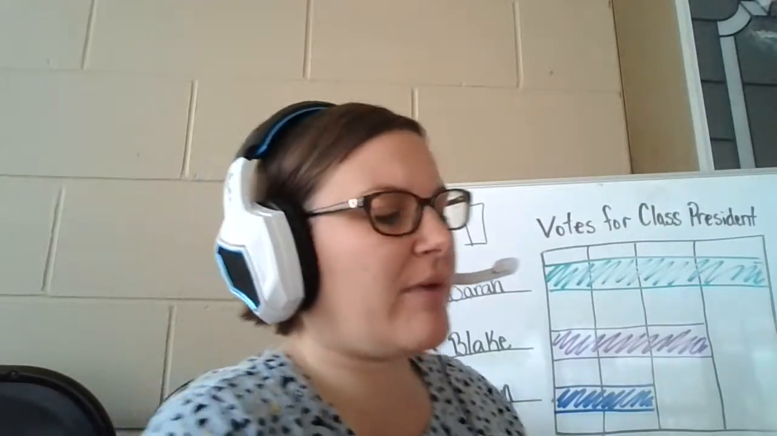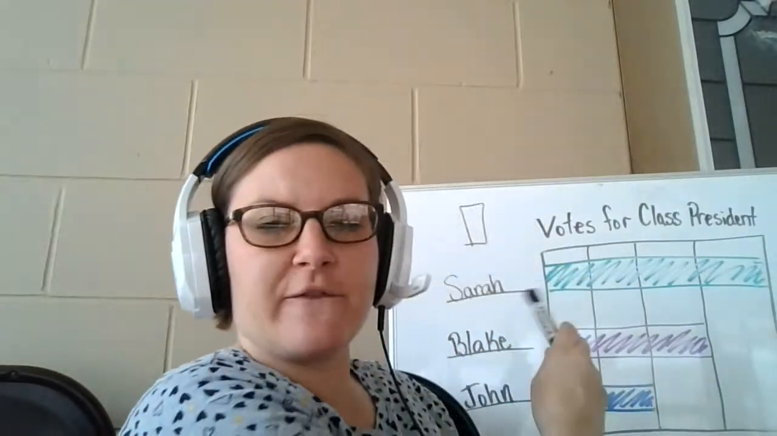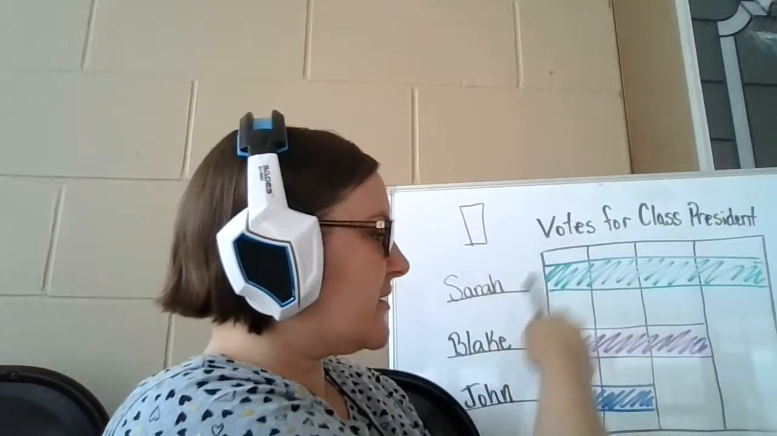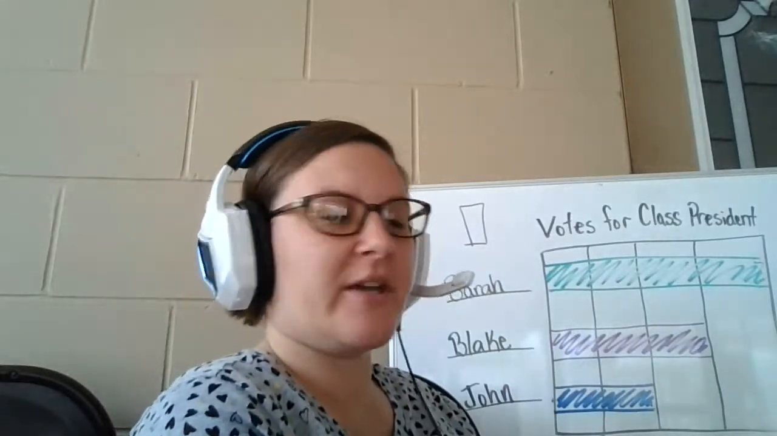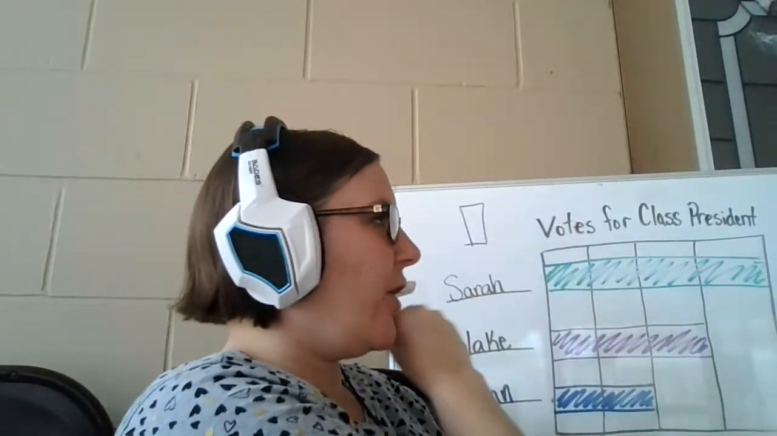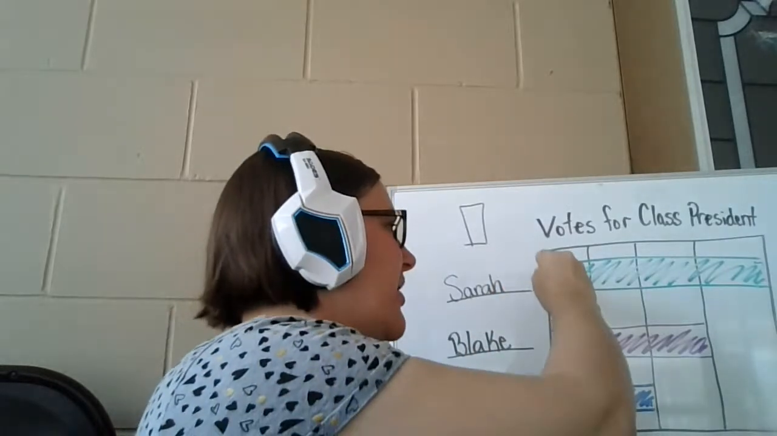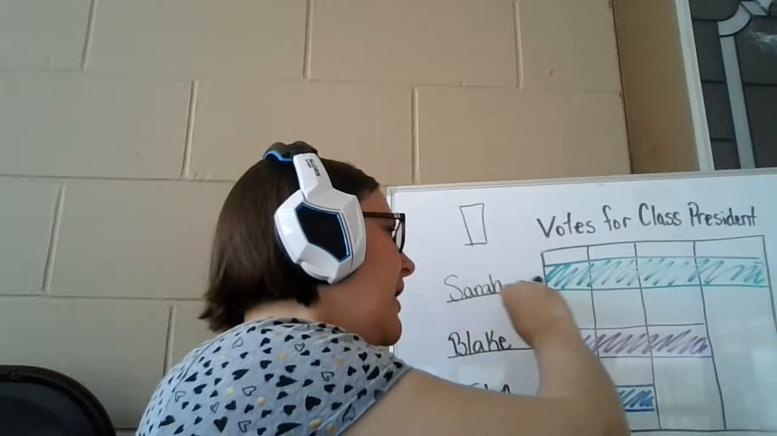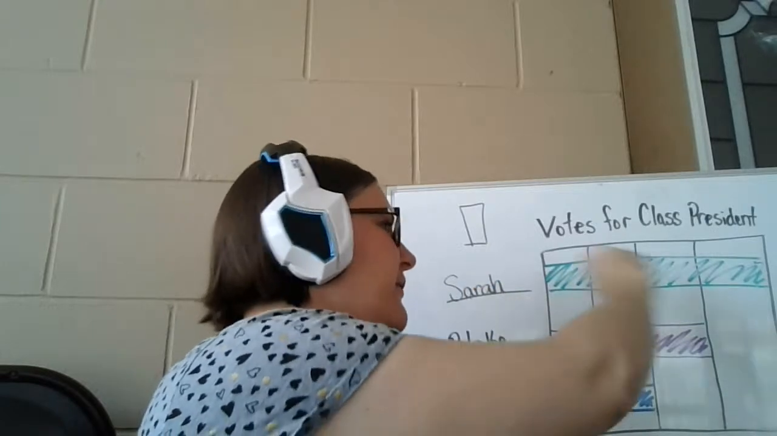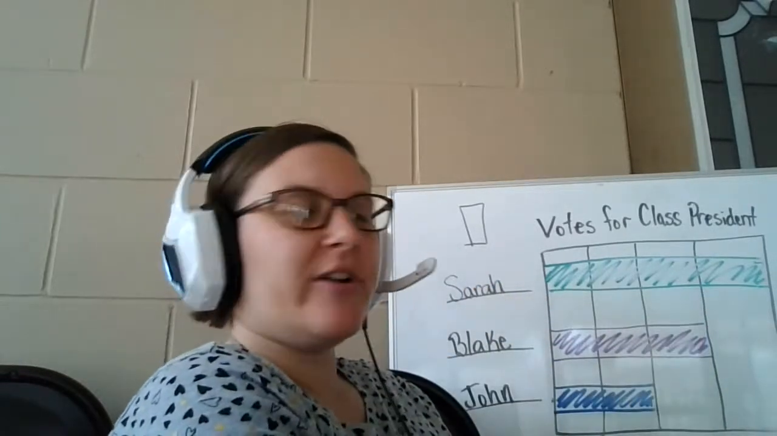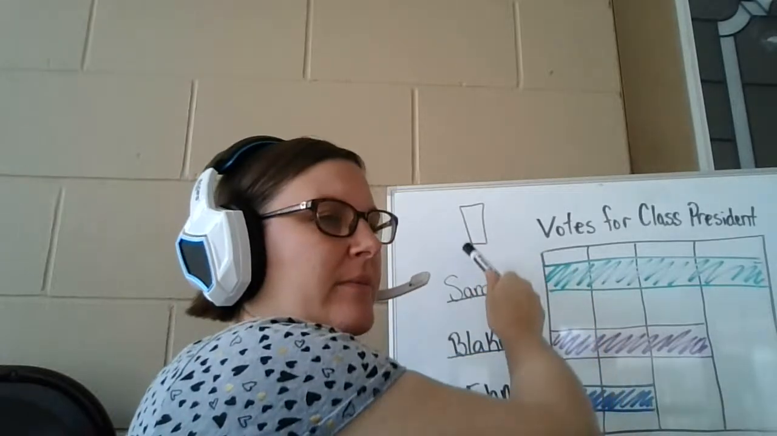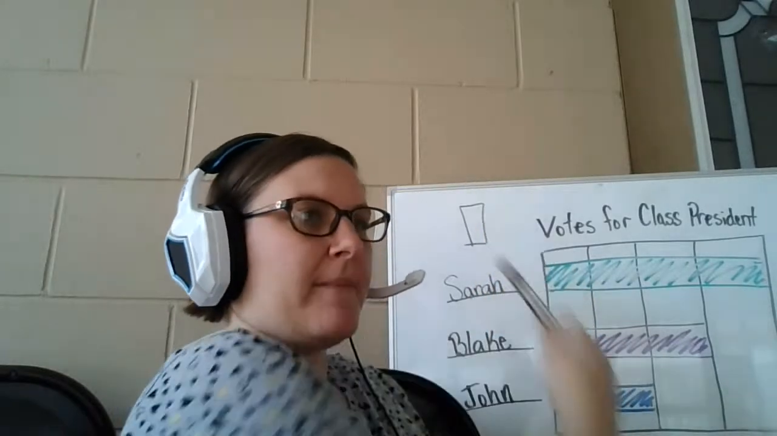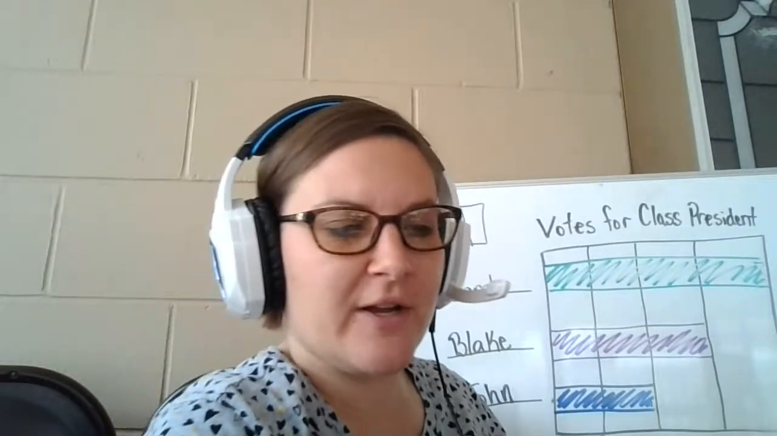So you're either writing a horizontal bar graph. This is a horizontal bar graph because my bars are starting at my label and going left to right. But if it was vertical, it would start at the bottom and go from the bottom to the top. And that's a vertical bar graph.